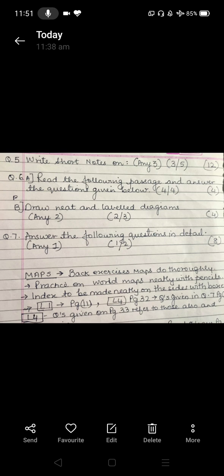Question 1. Answer the following questions in detail. Now there will be 2 questions given. You have to attempt any one. That would be of 8 marks.